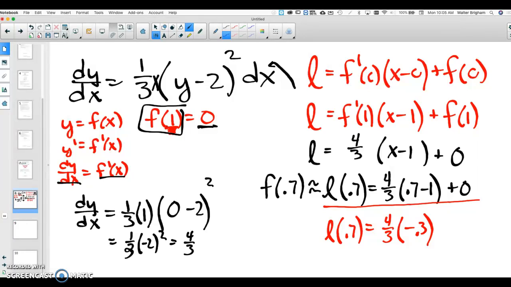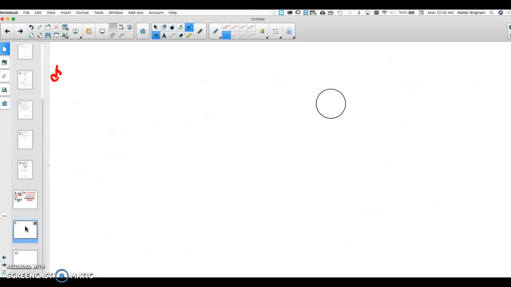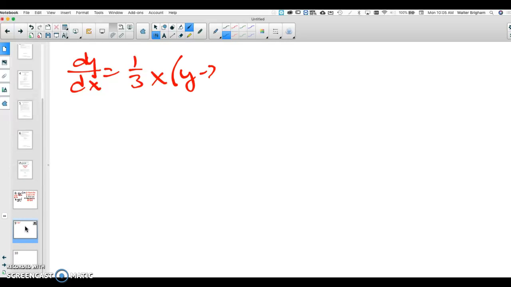Okay, so the first part of the question had us do a slope field. The next thing said find a tangent line, which we found. And the third part says find the solution for the differential equation dy over dx equals 1/3 x (y minus 2) squared.